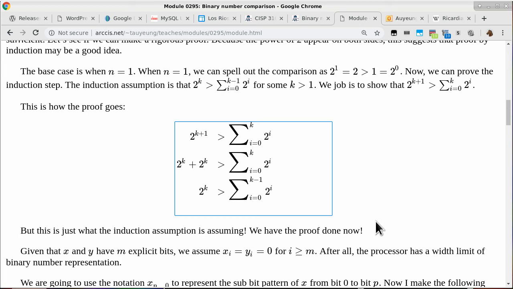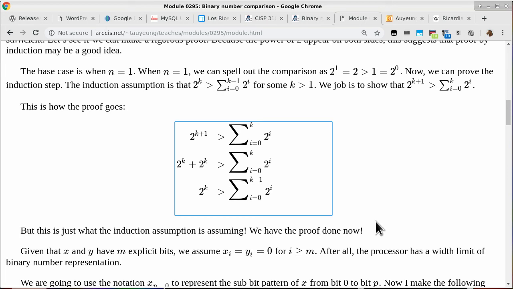Yep, go ahead. Yeah, the 2 to the power of k plus 1 is the same thing as 2 to the power of k plus 2 to the power of k? Yes, because 2 to the power of k plus 1 is 2 times 2 to the power of k, which is the same thing as 2 to the power of k plus 2 to the power of k. So that's how I derived the left-hand side. So I thought it's like 2 to the power of k times 2 to the power of 1 plus 2 to the power of 1. It only works if it's 2. Okay, I think I skipped one step. That's why.